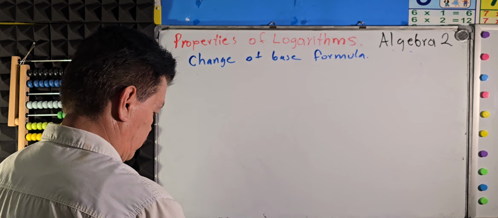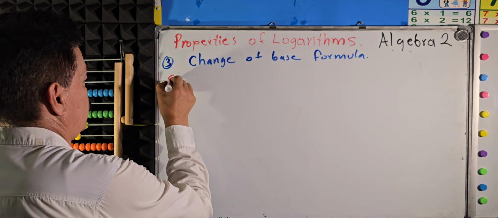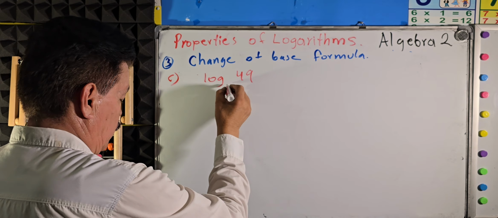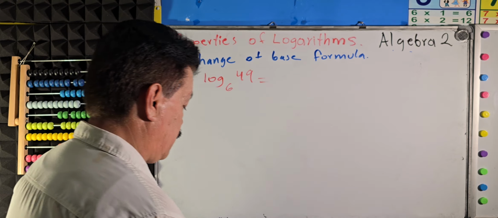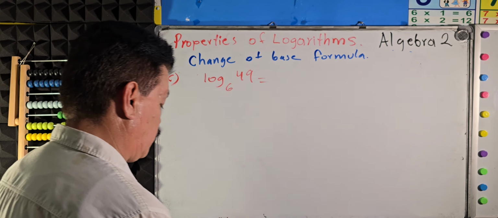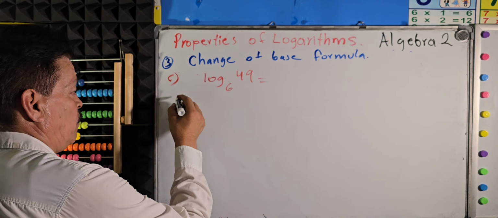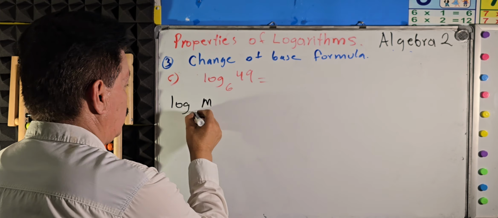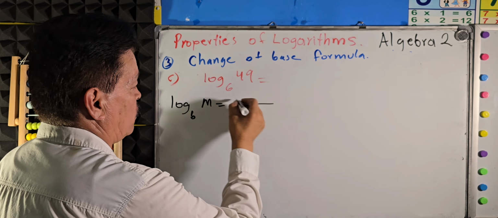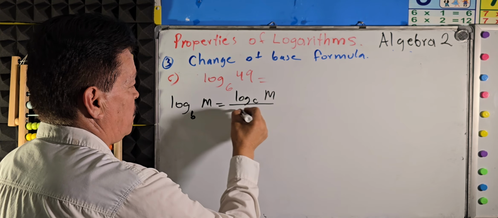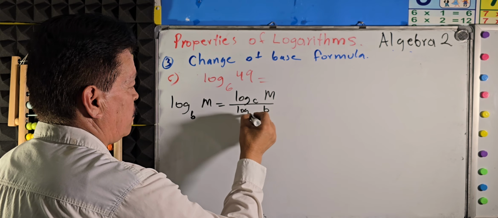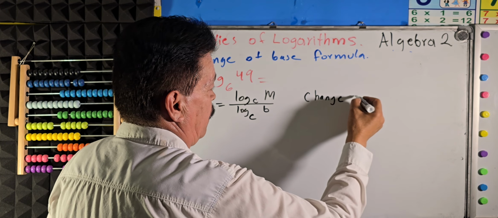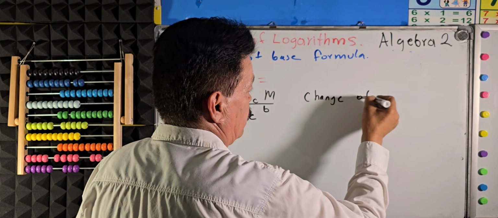Next problem. We have to find the log of 49 with the base 6. First step, remember, we have to write the change of base formula. I write it so many times because I want you to memorize and learn our formula very well. So log with the base b of m equals log of m with the base c over log of b with the base c. This is the change of base.